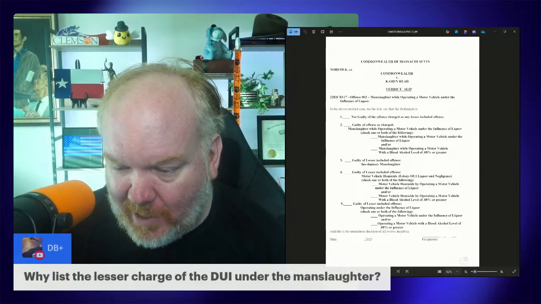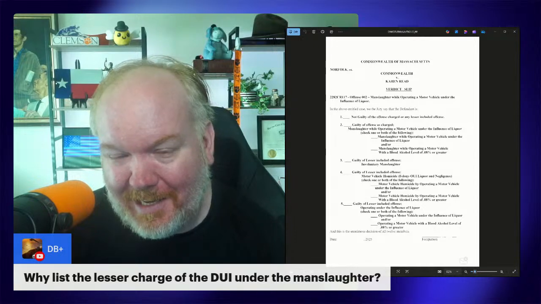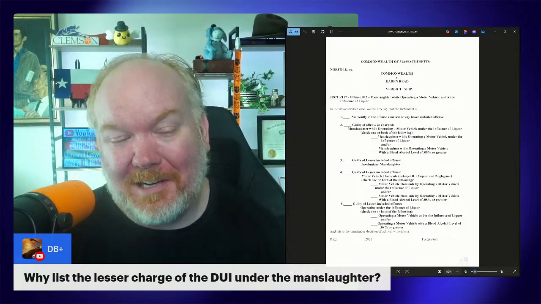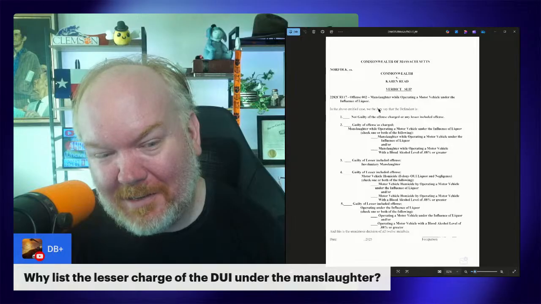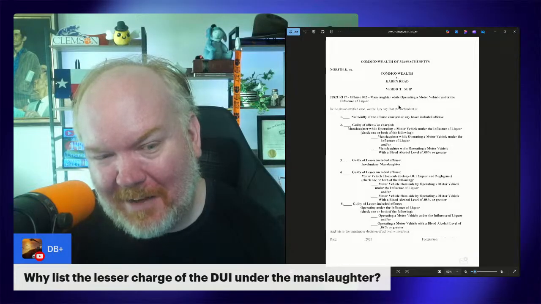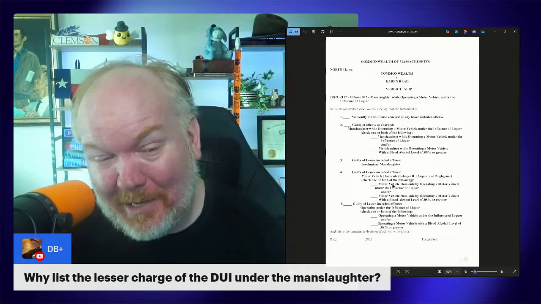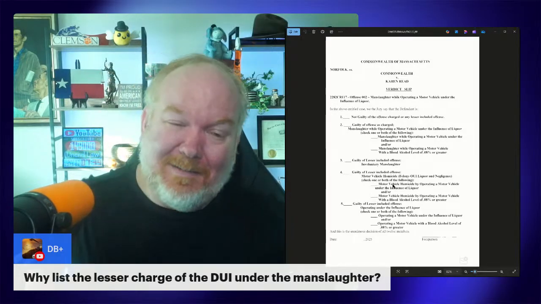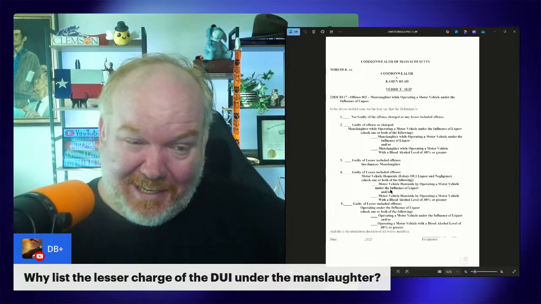Why is the lesser charge of DUI under manslaughter? We spent the time talking about it. It's not just manslaughter. It's manslaughter while operating a motor vehicle under the influence of liquor, as you can see at the top right here. So it is a lesser included because obviously it's included. It's right there. So it's lesser because it's fewer things, and it's included because it's included. So putting it on this sheet is a legally correct option for sure. Regardless of whether or not it could be put on a separate sheet, it is legally correct to put it on this sheet. So that's fine.